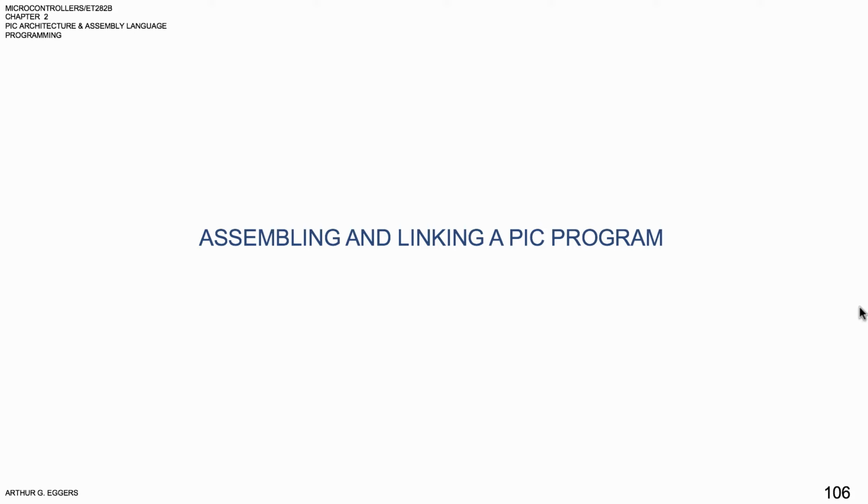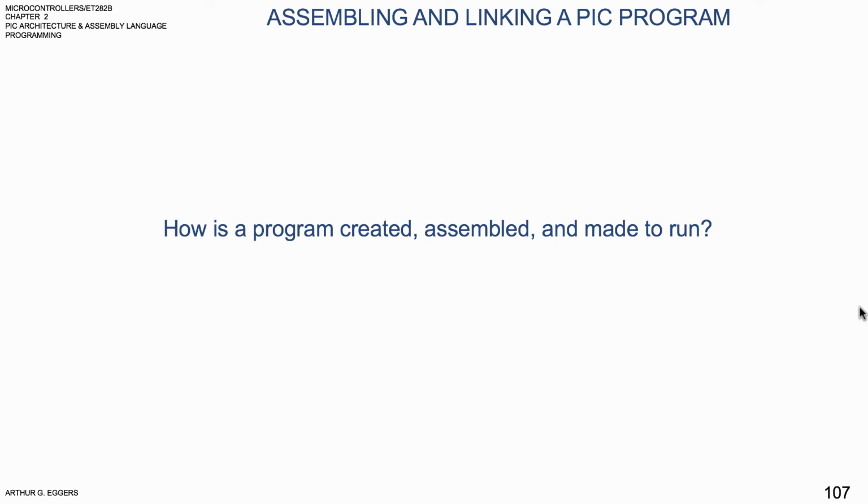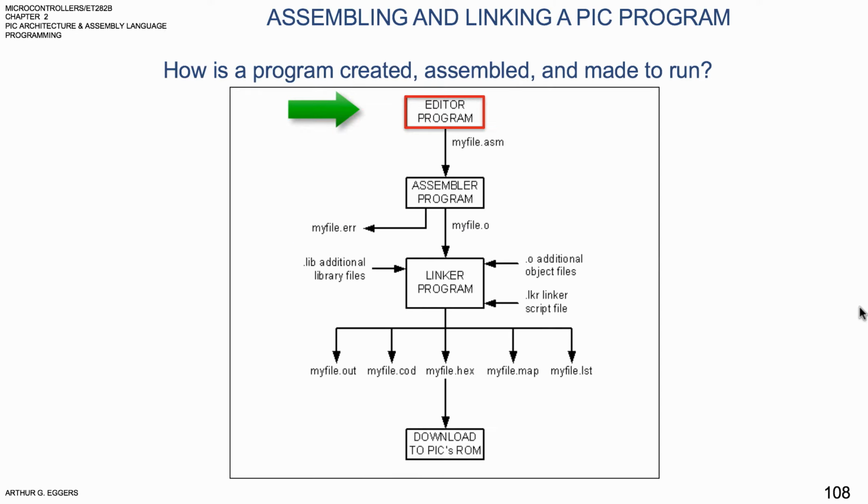Assembling and linking a PIC program. Now that the basic form of an assembly language program has been given, the next question is, how is it created, assembled, and made ready to run? The steps in creating an executable assembly language program are outlined.